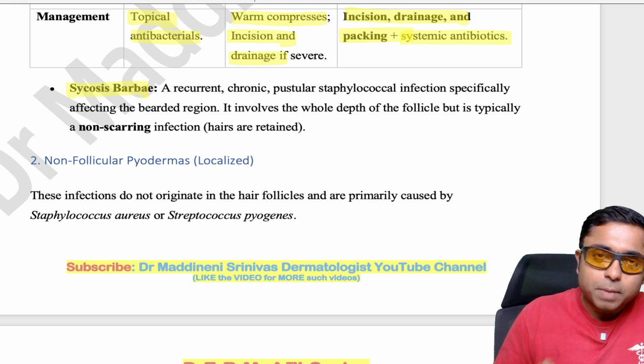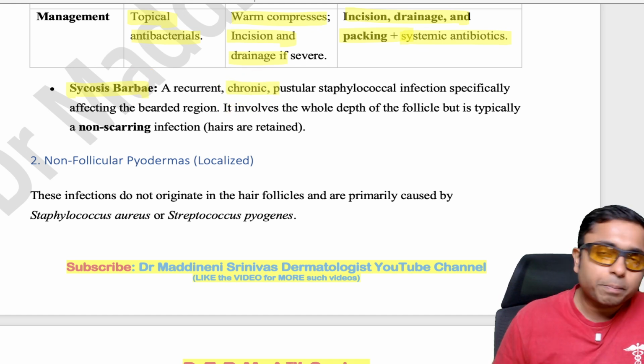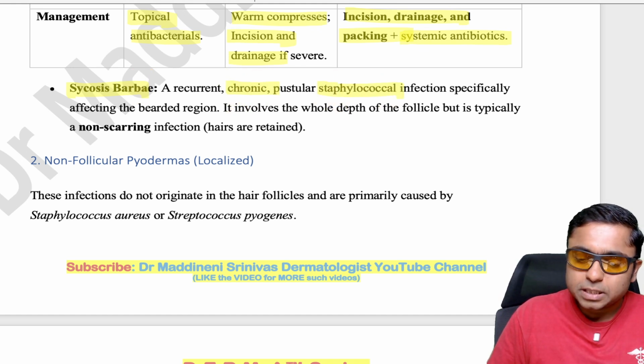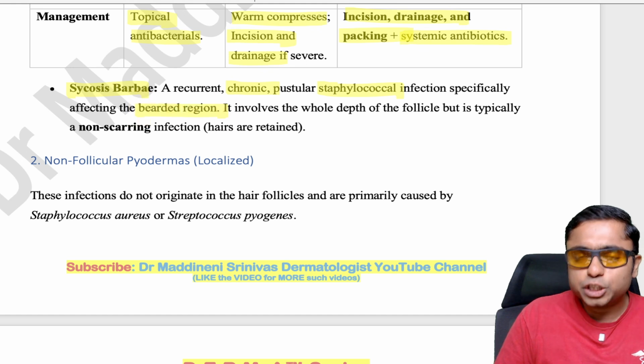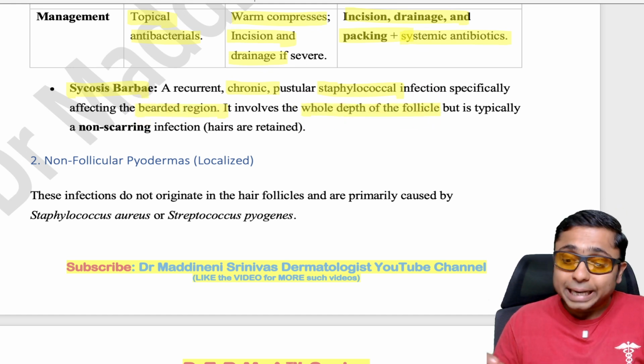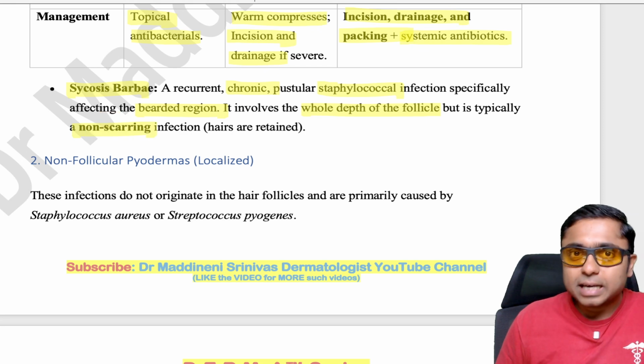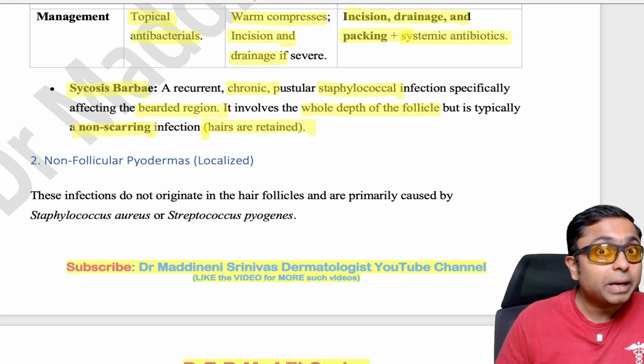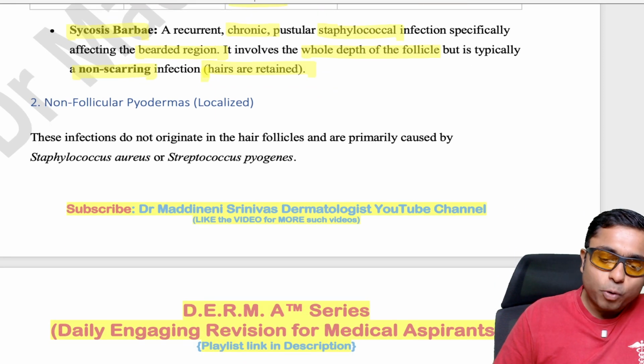Next is Sycosis Barbae. This is a recurrent chronic pustular staph infection specifically affecting the beard region, barbae, beard region. It involves the whole depth of the follicle, but it is typically a non-scarring infection, so the hairs are going to be retained. So remember this point.